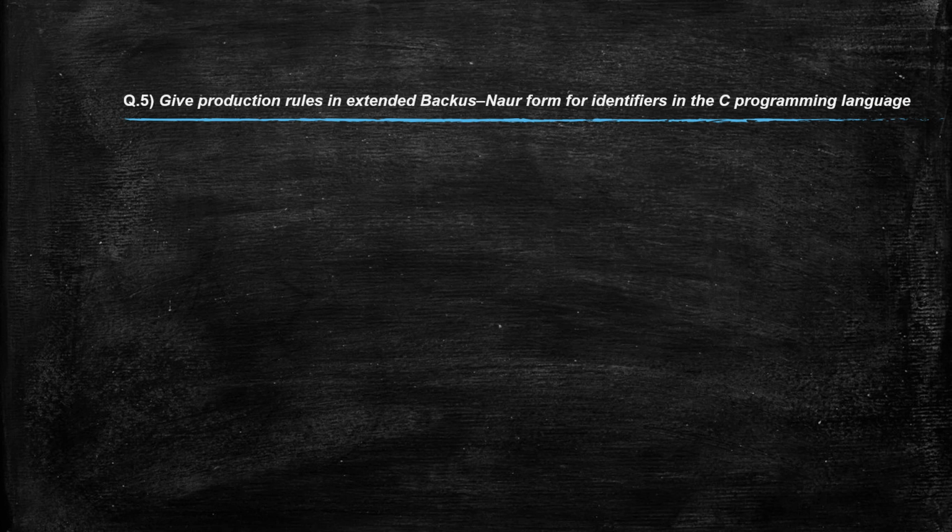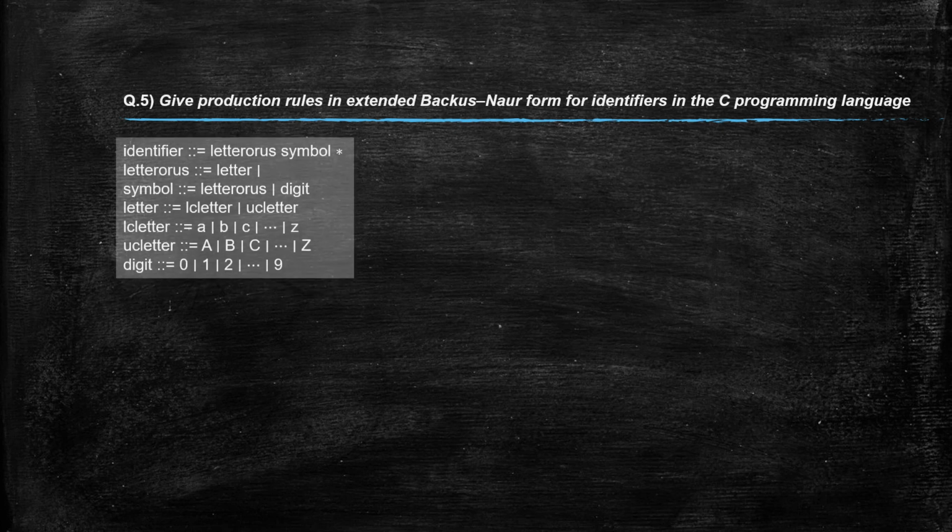The fifth question is: give production rules in extended Backus-Naur form for identifiers in the C programming language. These are the identifiers: letter-OS, symbol, letter, lowercase letter, uppercase letter, and digit. Identifiers are letter-OS symbol. Letter-OS is letters. Symbol is equal to letter-OS or digit.